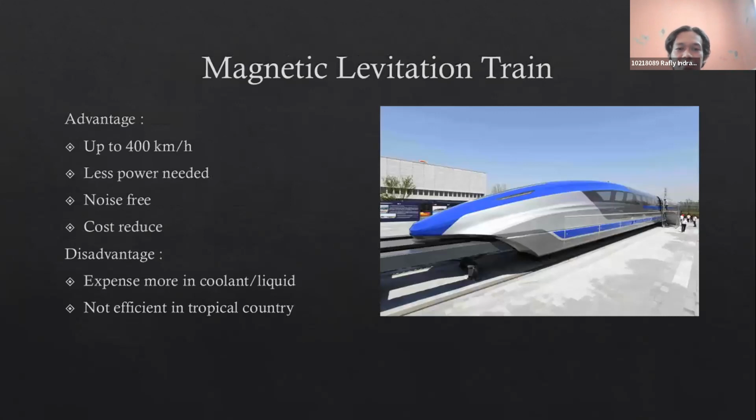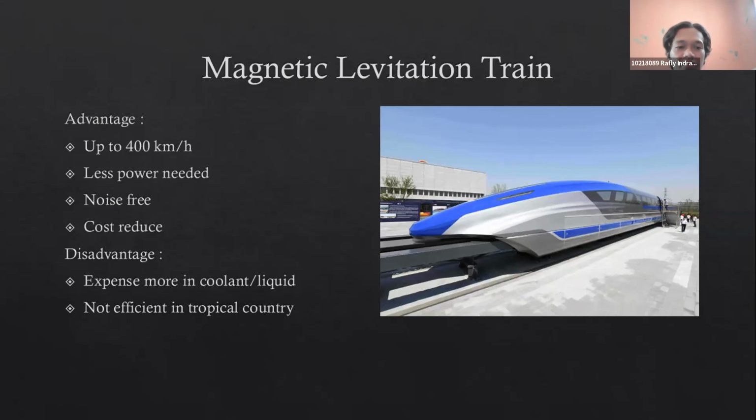Okay, and the magnetic levitation train has many advantages. The speed is up to 400 km/h. Of course, less power is needed, and it is noise free. With this levitation, there's no distraction, there's no noise. The sound is very clear because the rail does not have any contact with the train.